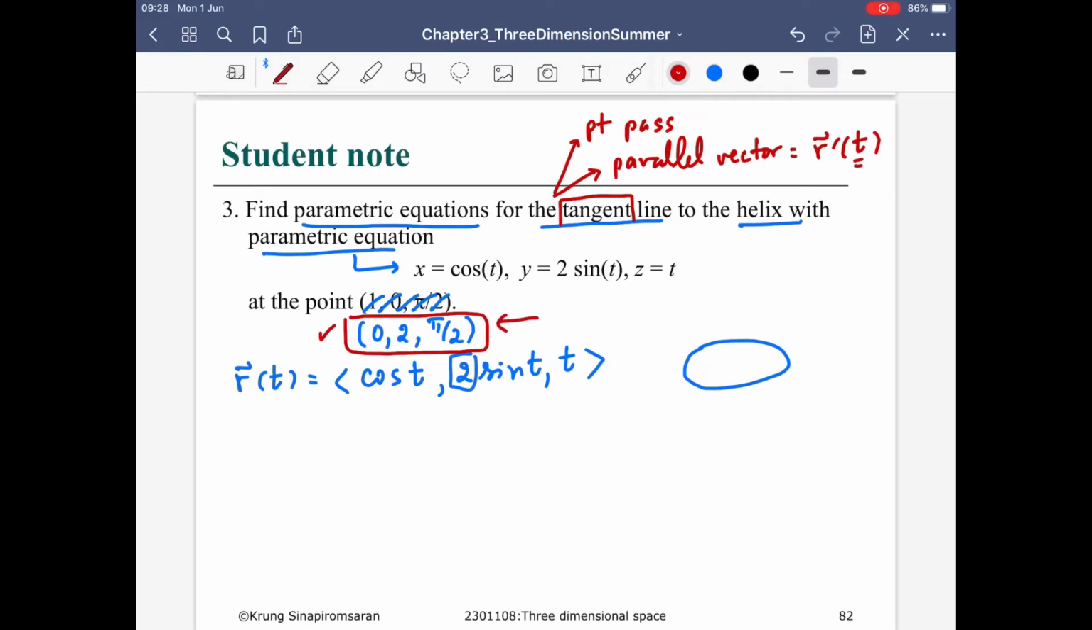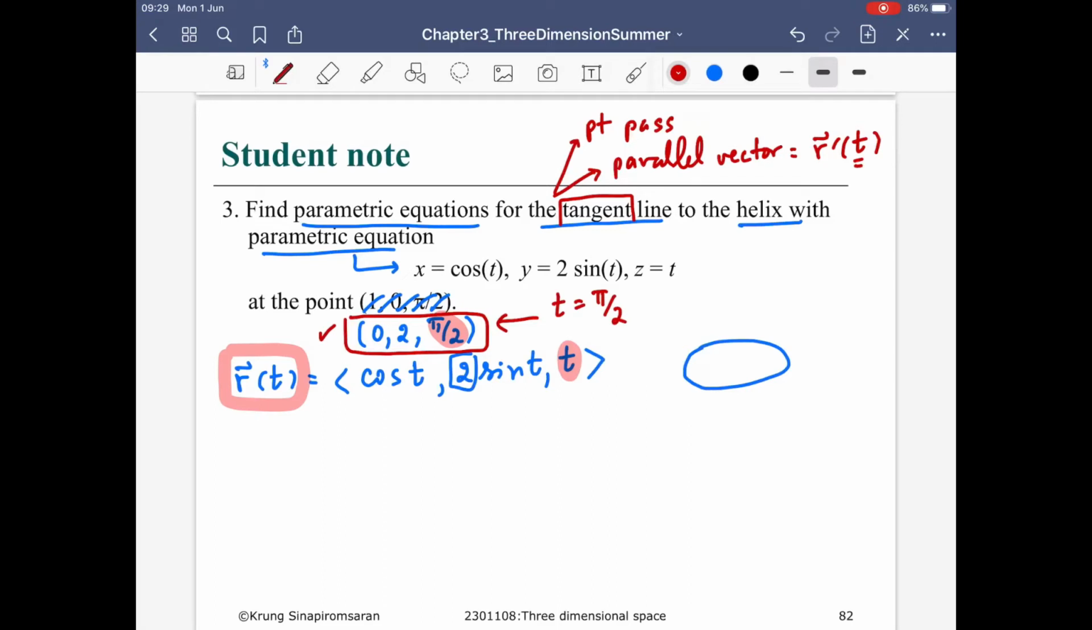However, this point is not really a t, right? It's not really the input for your vector function. So you need to determine the t for this particular point that generates these three components. As you look at your r, you should be able to see the last term is t. So the last term determines the t immediately, right? So your t must be pi over 2.